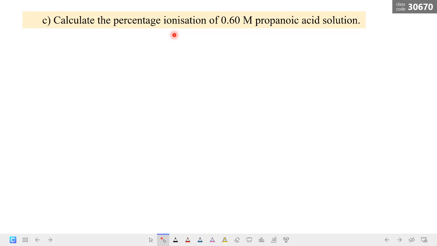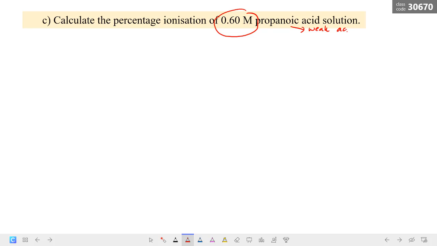Calculate the percentage ionization of 0.60 molar propanoic acid solution. Kita masih guna lagi propanoic acid solution tetapi concentrationnya berbeza. Now we will use 0.60 molar propanoic acid. Jadi, oleh kerana dia punya concentration itu berbeza dan propanoic acid ini masih lagi weak acid.